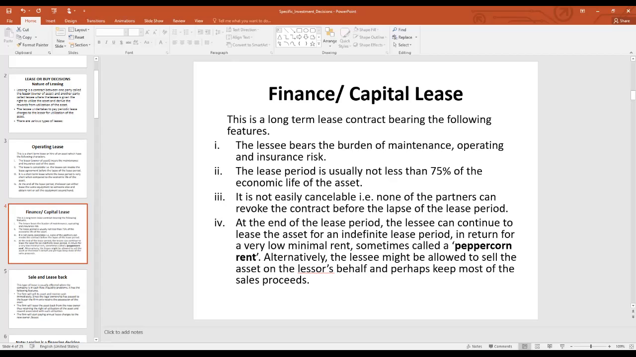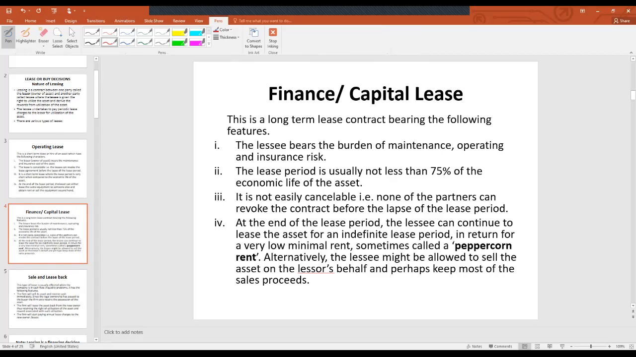This is called a peppercorn rent. It's quite minimal, very minimal rent that the lessee will be paying for the secondary period. That's in the case of the finance lease.